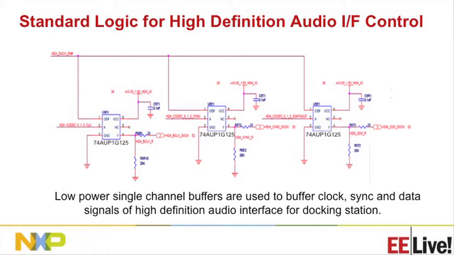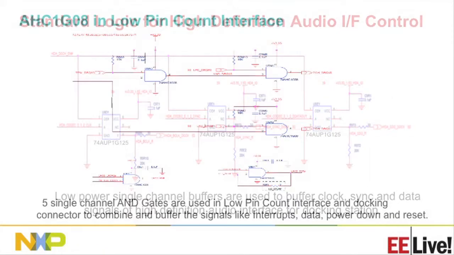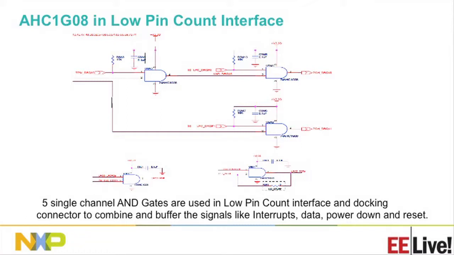Sometimes single channel buffers are used in the audio control interface. Again, the idea is to buffer some of the clock, sync, and data signals. These are low frequency interfaces, typically up to 50 megahertz or so. In the tablet PCs, you will see the AND gates being used to extend the low pin count interface at the docking side. And it also combines and buffers the signals like interrupts, data, power down, and reset lines to improve the signal integrity and signal quality on the board.